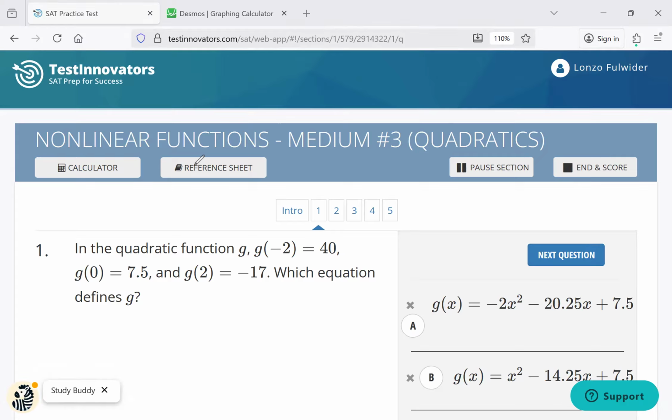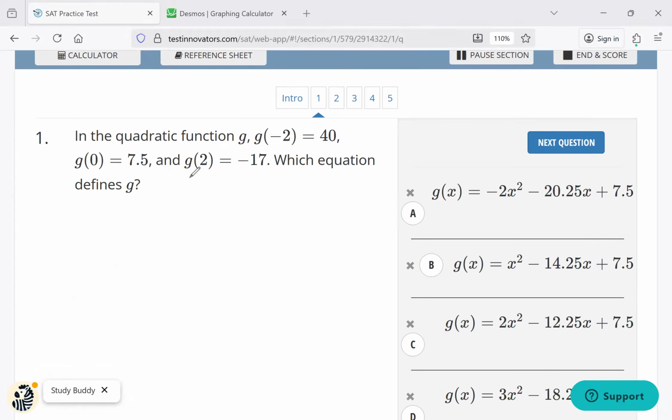So what is an equation of a quadratic? So quadratic is a form of y equals ax squared plus bx plus c, right? And what they give us is three coordinates, negative 2 comma 40, 0 comma 7.5, and 2 comma negative 17, right?